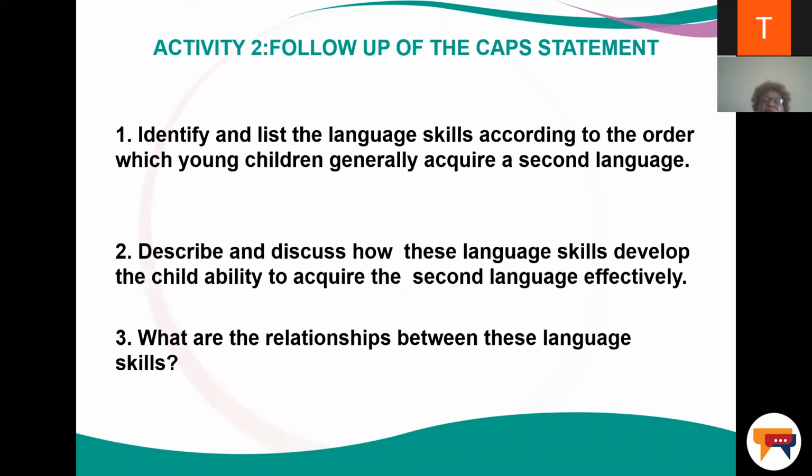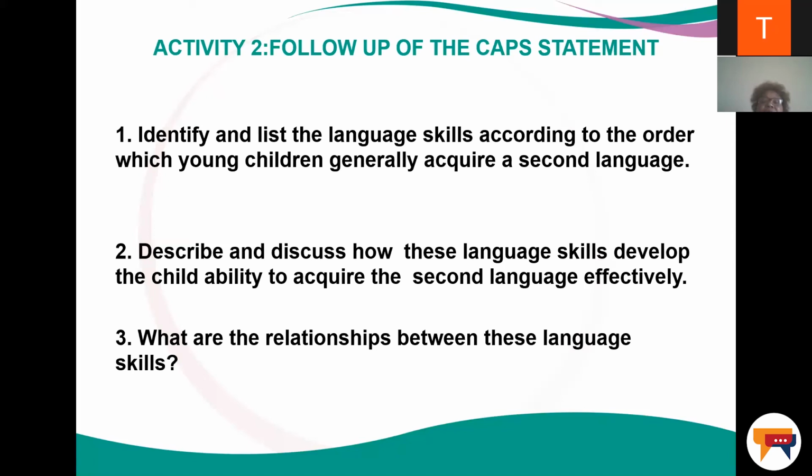Identify and list language skills according to the order in which young children generally acquire a language skill. Describe and discuss how these language skills develop the child's ability to acquire a second language effectively. What is the relationship between these language skills? Now you need to know what language skills are.